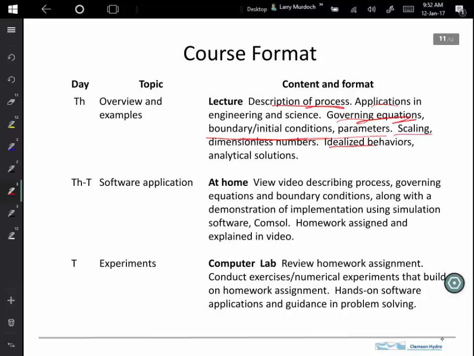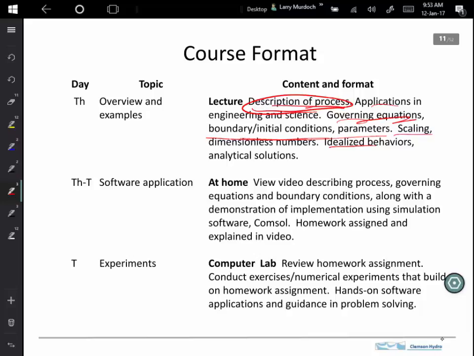Then there'll be a homework assignment, and the lab. Well, there'll be a homework assignment that will be the application of this particular process. For each week, we've got a homework assignment where you're going to do a simulation related to a particular process. That'll be done at home or in the lab. That'll be hands-on setting up of an analysis.